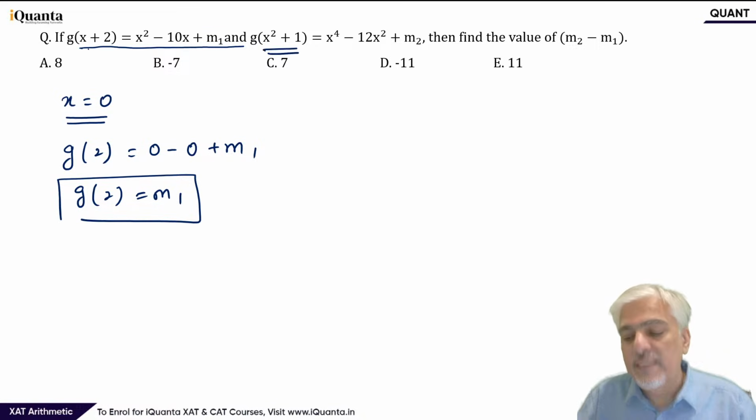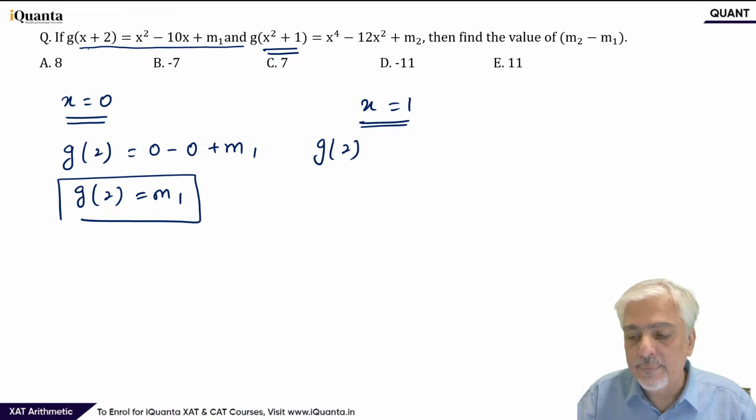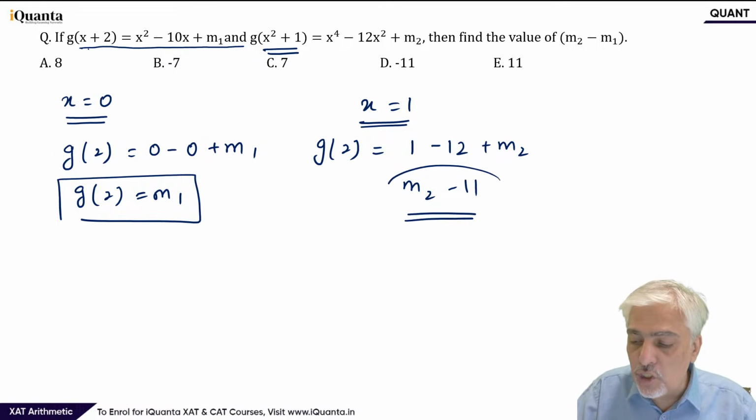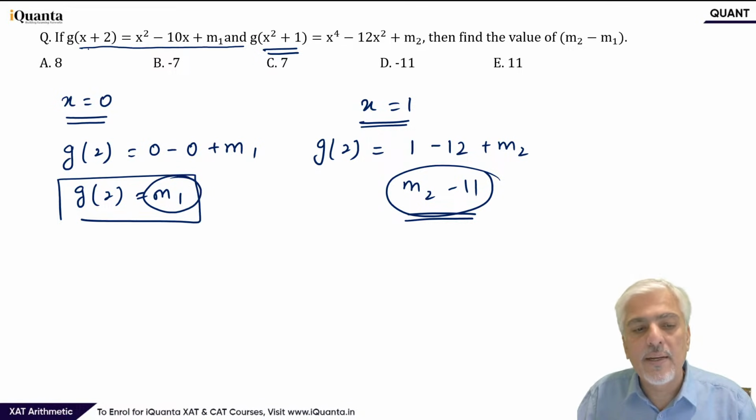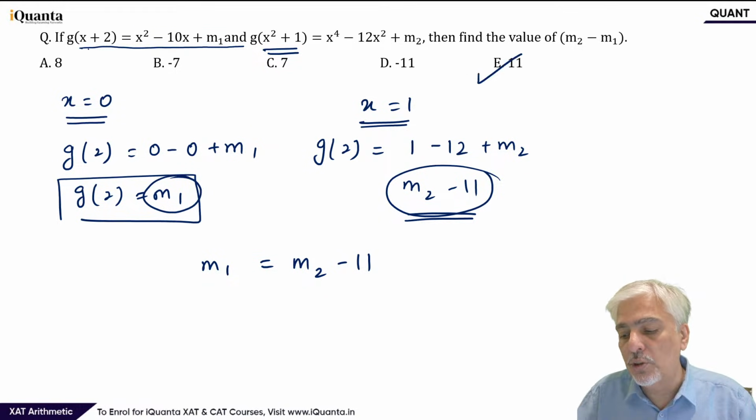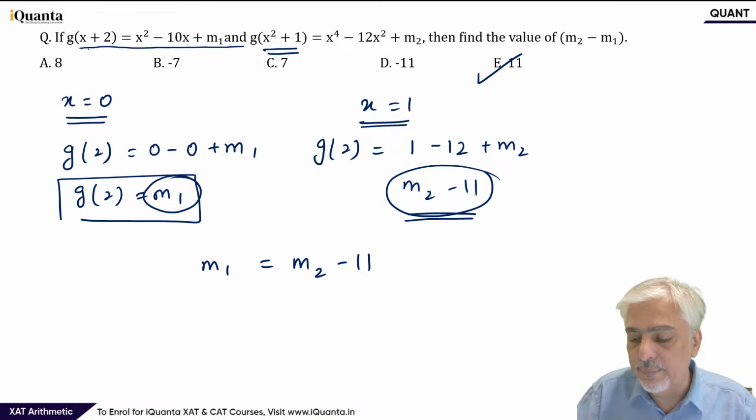In the second function, take x as 1. And again, you will get g of 2 only. You will get 1 minus 12 plus m2. So m2 minus 11. This is also g of 2. So they both are equal. So m1 is equal to m2 minus 11. And therefore, what we want to find, m2 minus m1, is equal to 11. Answer is option E. Did anybody do this method?